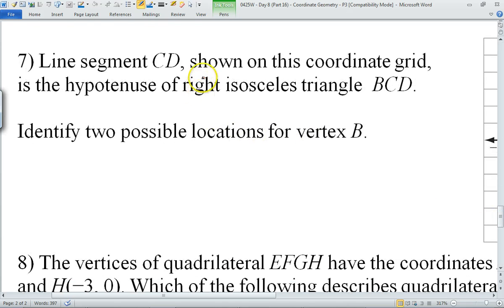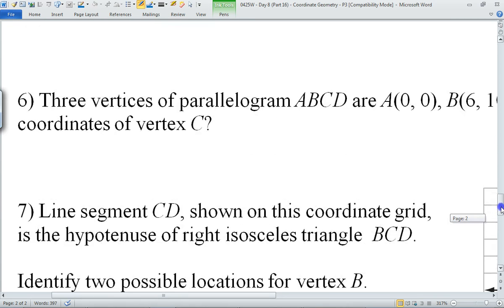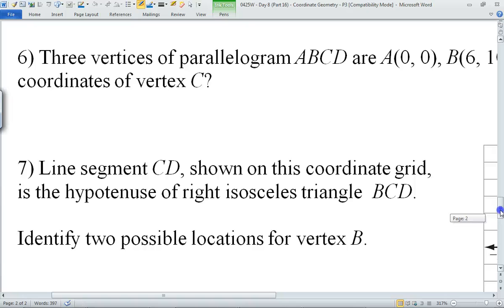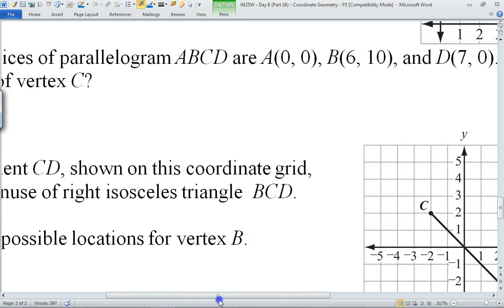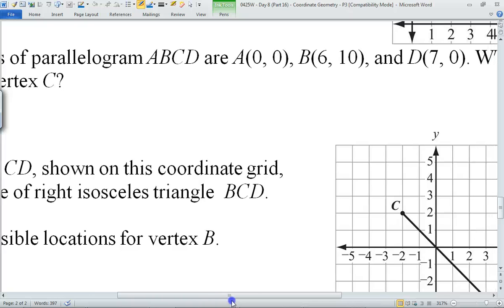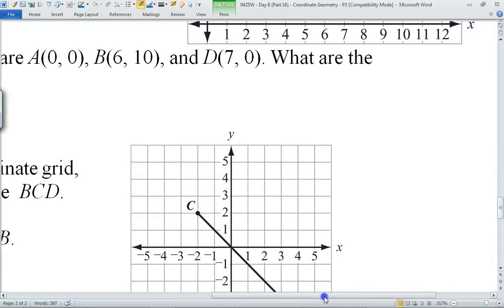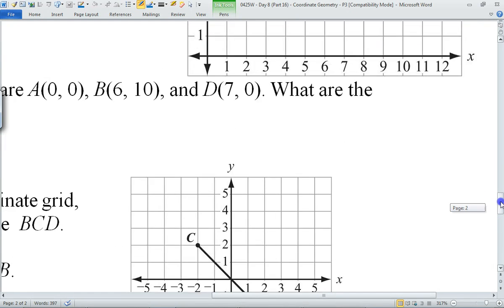All right, looking at number 7. Line segment CD. Wait, what about square number 6? Oh, wait, see, I was thrown. All right, we have 3 vertices of this parallelogram given. We're supposed to find the coordinates of the 4th vertex. Okay? Now, here's a strategy that I would like you to use.